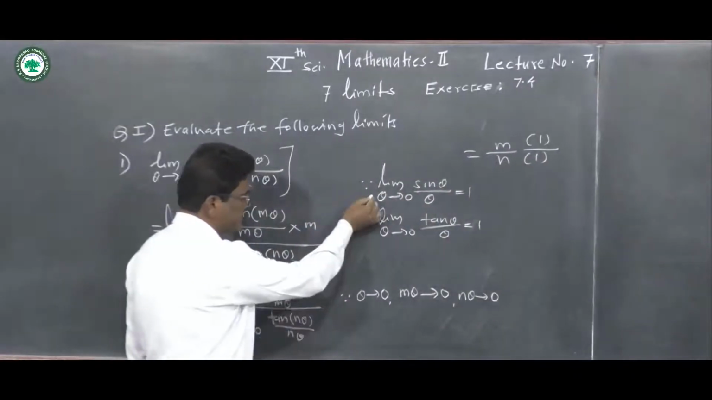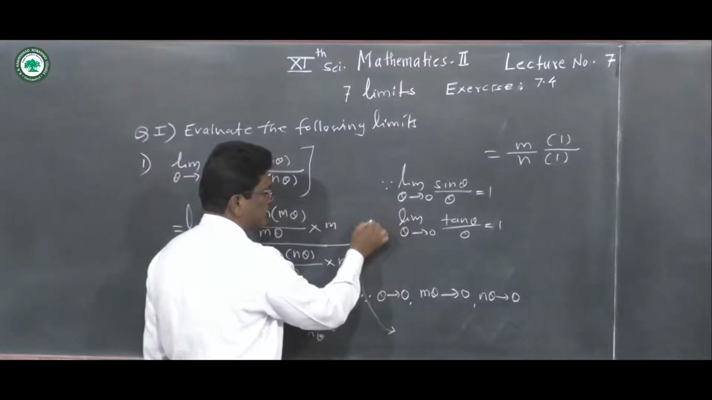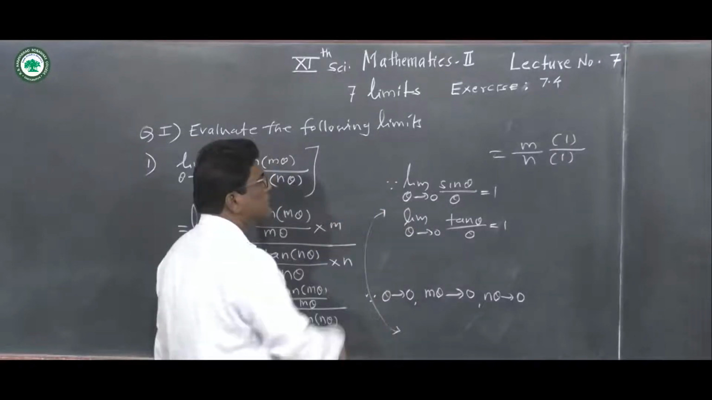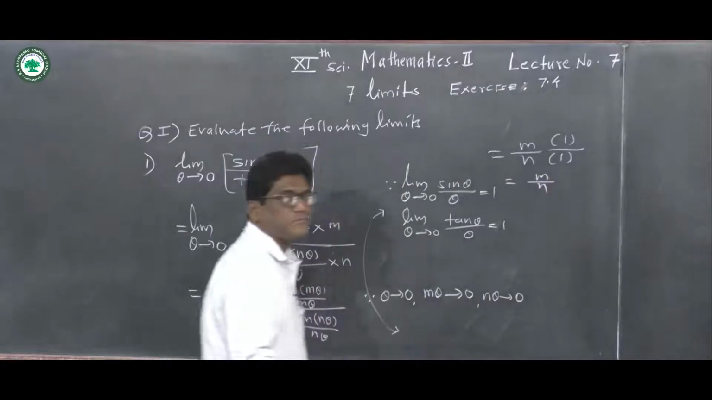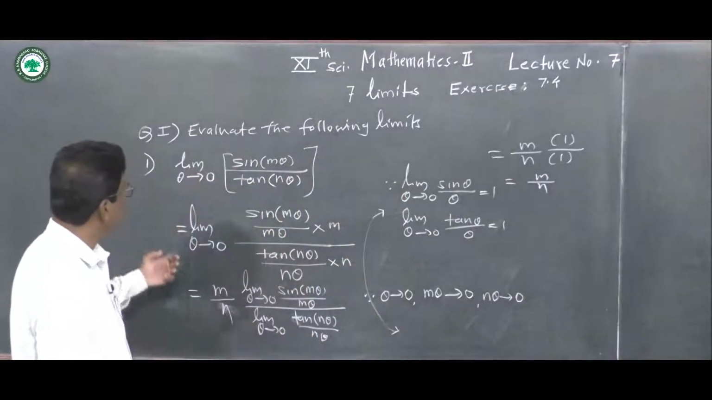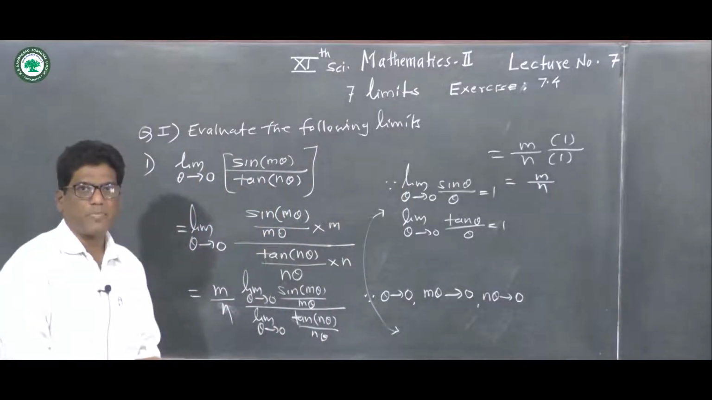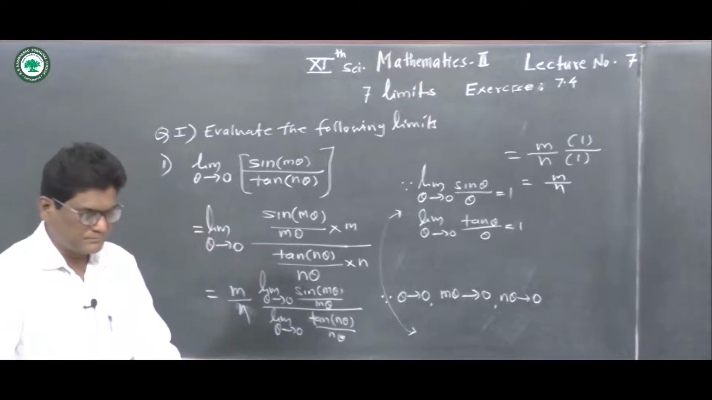Here we have to write these formulas, and so the solution is m upon n. Okay, so in this way we get the solution of the first problem. Now we see the second problem.